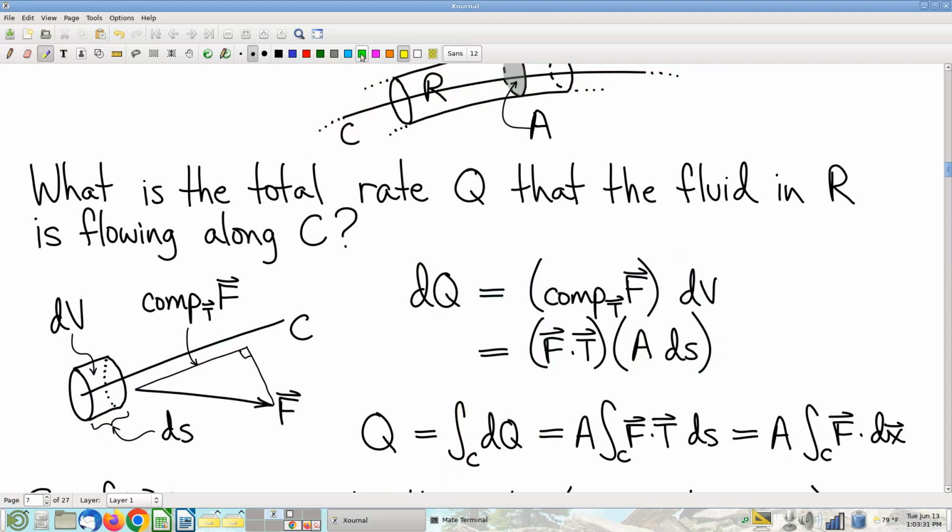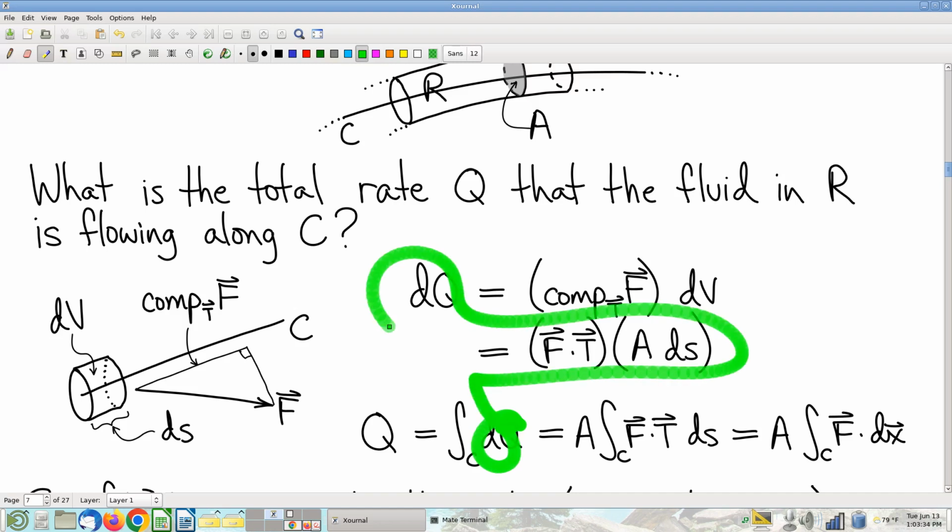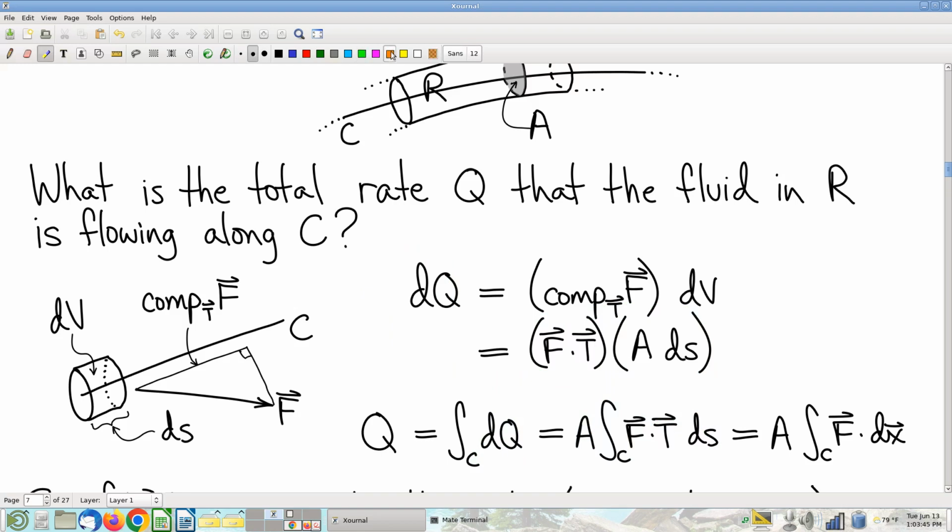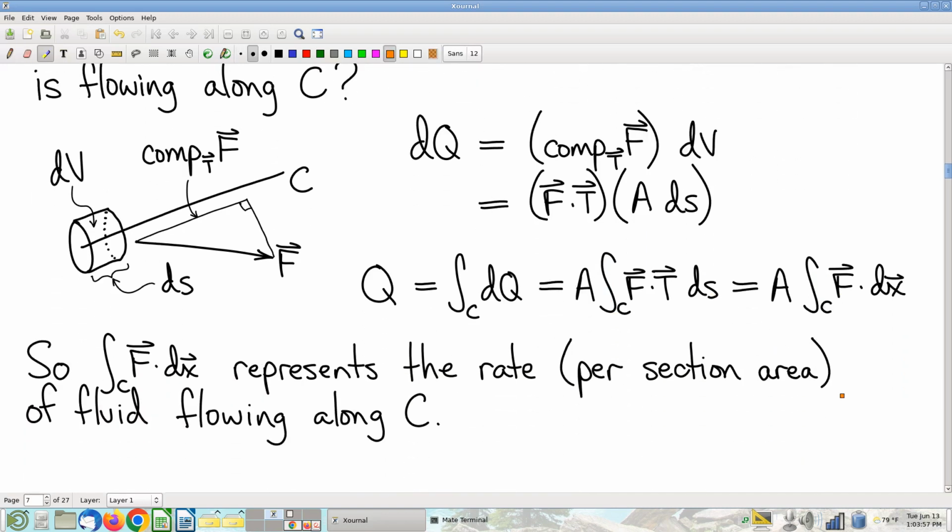Taking this formula for dq, then we recognize that this expression right here is a vector line integral. And altogether then, we have an answer to our question, but even better, we have an interpretation now of a vector line integral. A vector line integral, let me say this again in a succession of ways, relates to this question about fluid flowing along a curve.